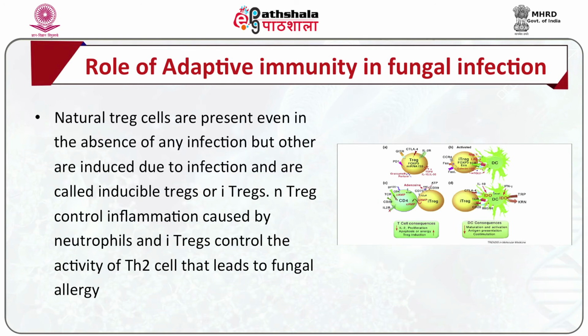Natural Treg cells are present even in the absence of any infection, but others are induced due to infection and are called inducible Tregs or iTregs. Natural Treg cells control inflammation caused by neutrophils, and iTreg cells control the activity of Th2 cells that leads to fungal allergy.